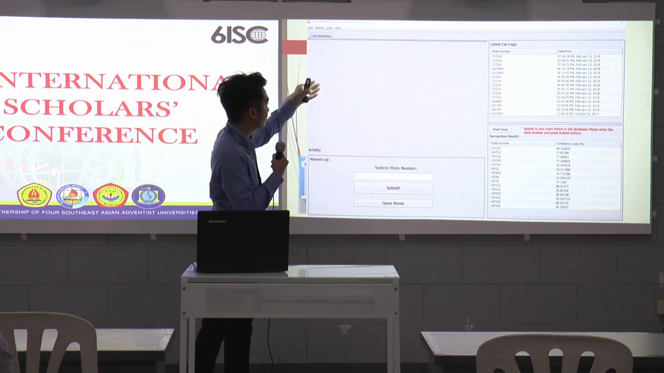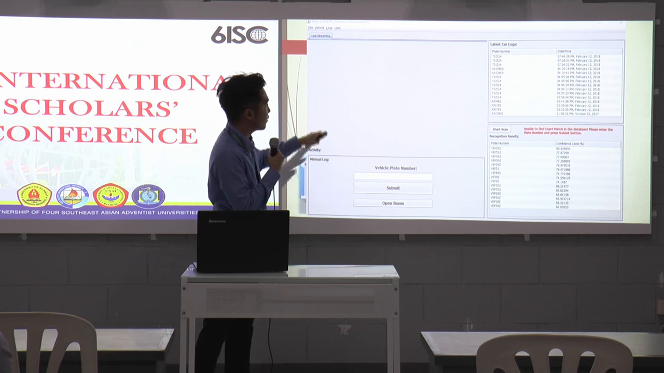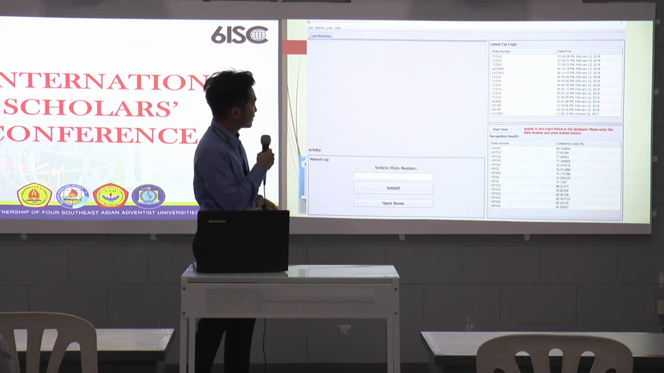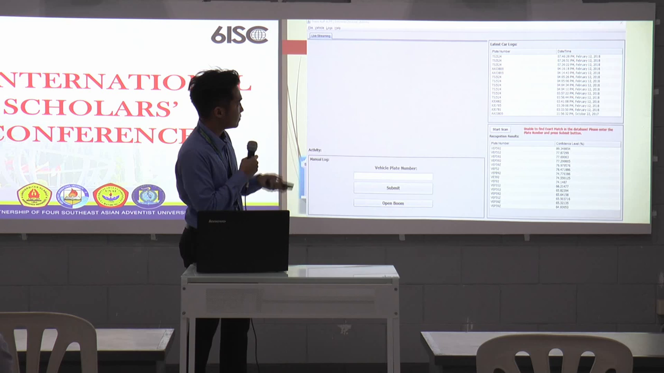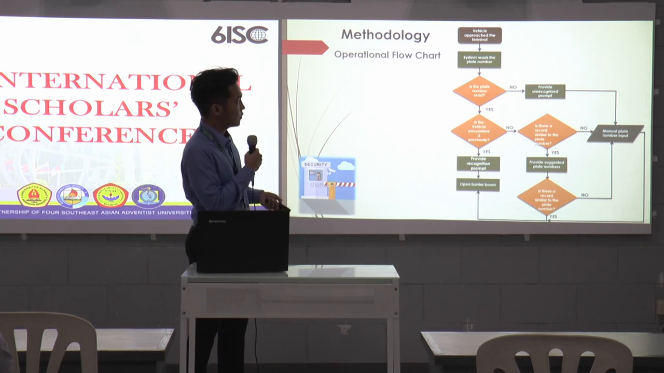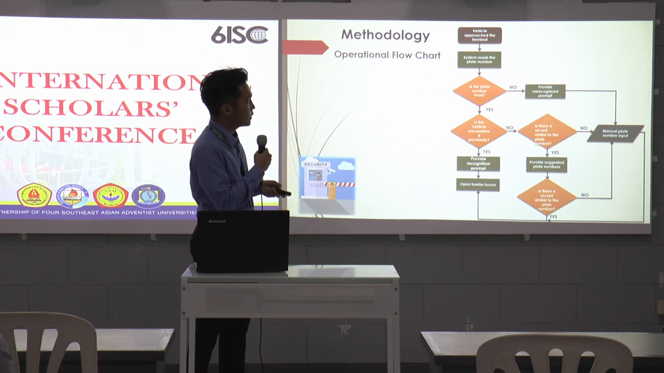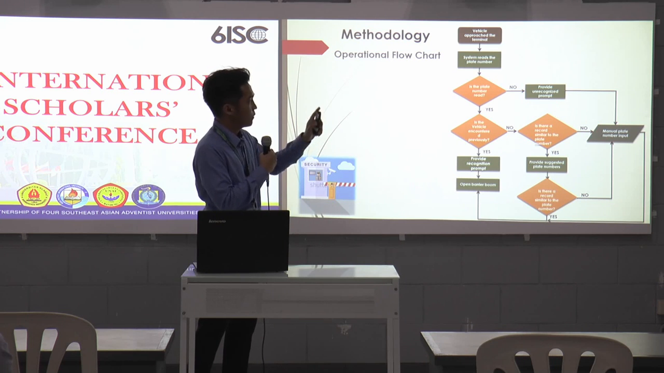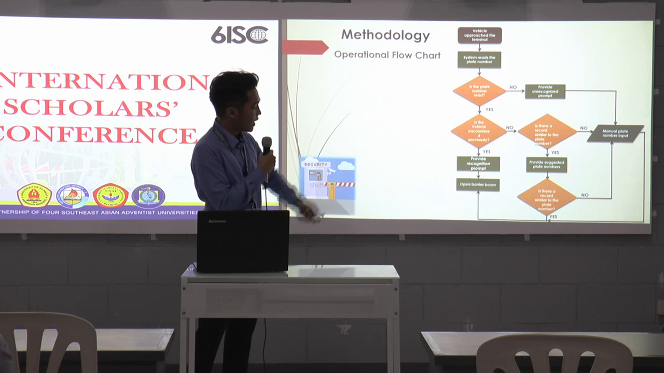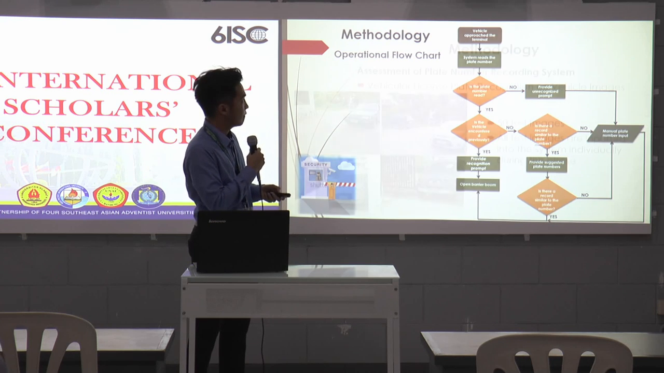So this is the place for the video input. However, it's not present here. So the operational flowchart: the vehicle approaches the terminal, the system reads the PIN number, and if it is not recognized it prompts, and then it continues until the boom is opened.